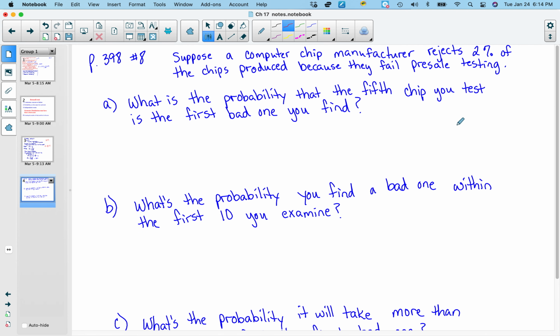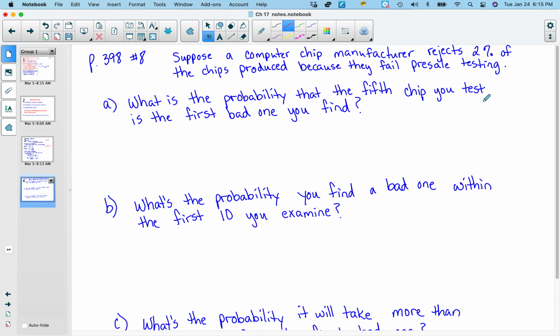So I'm going to do a problem from the book. Sorry, I didn't have this on the notes handout, so you might want to pause this and copy it down. This is on page 398, number 8 in your textbook. Suppose a computer chip manufacturer rejects 2% of the chips produced because they fail pre-sale testing. What is the probability that the 5th chip you test is the first bad one you find?